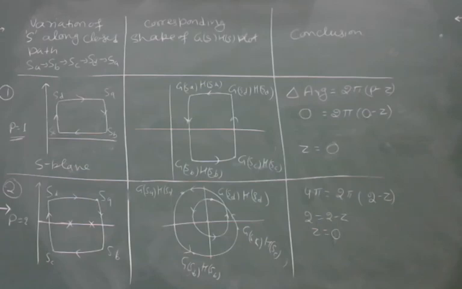So in this way, by using the Nyquist criterion and the principle of argument, we can find the number of encirclements, the change in argument, and the number of poles and zeros.